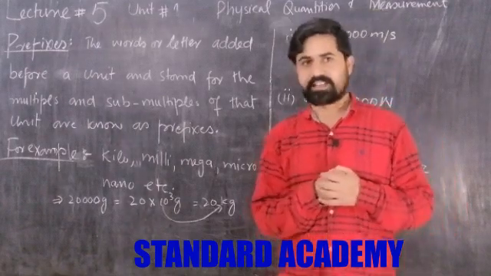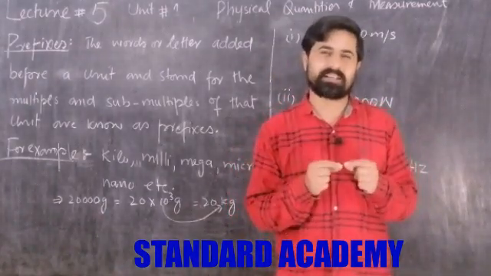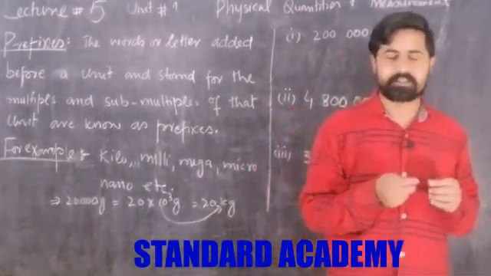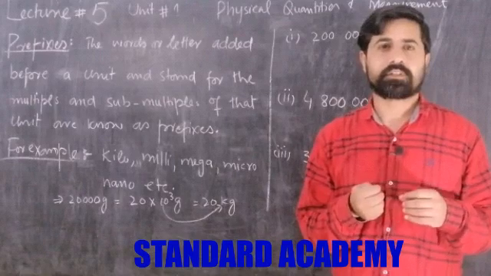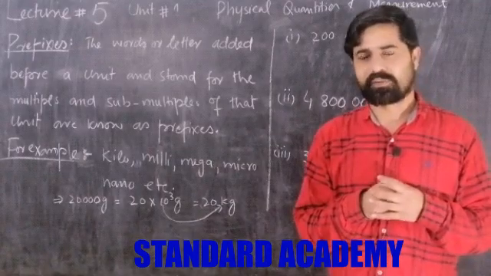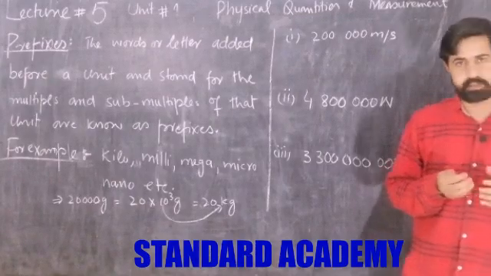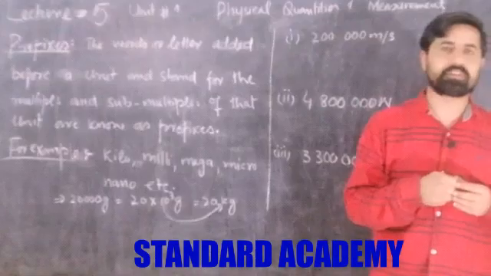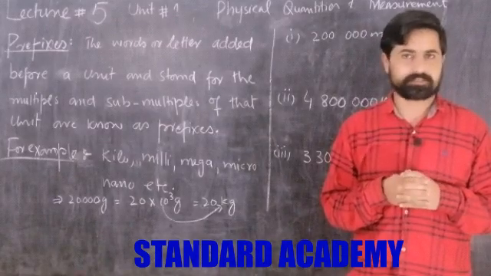We can define prefixes as the words or letters added before multiples and submultiples of 10. Multiples and submultiples of units are called prefixes. The words or letters added before the units which stand for multiples and submultiples of 10 are called prefixes. For example, kilo, milli, giga, all these are prefixes. You can learn all these prefixes from the book. These are all given in a table. We can learn from there.